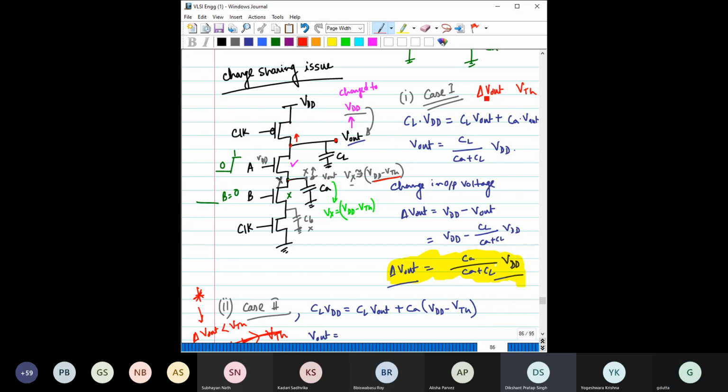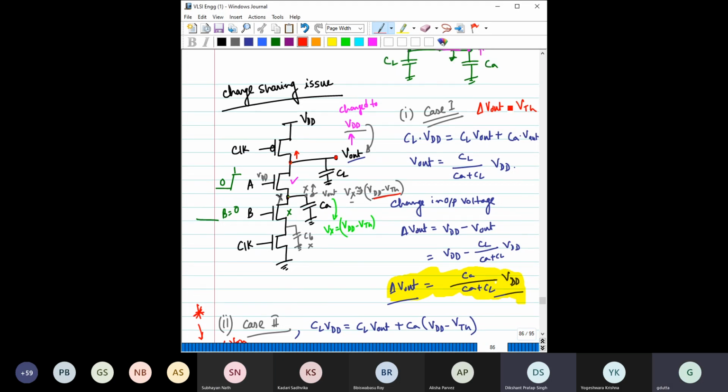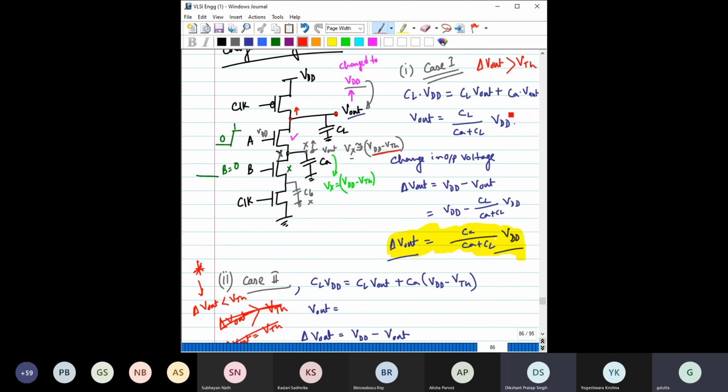Anyone? Delta V out is greater than VTH. Yes, obvious, right? Delta V out is greater than VTH. Okay, but this is the most general case, right? This is the general expression, right? Delta V out equal to this.